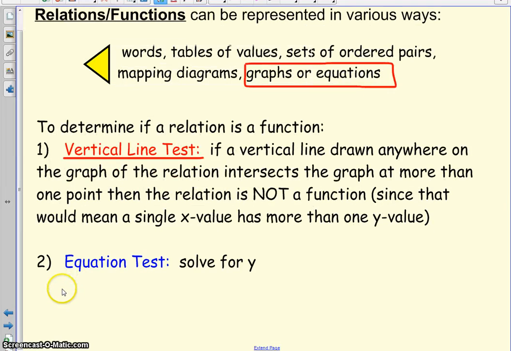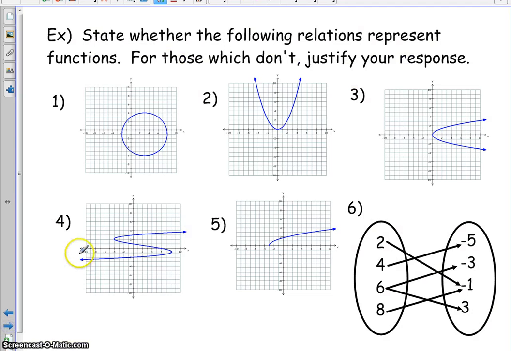Okay, but with that in mind, let's try and take a look at some examples. So right here, there's 6 different relations, and I want you to let me know whether these represent functions or not. Now, the first 5 are graphs. The 6th one is an example of what I call the mapping diagram. That was mentioned very, very briefly in passing on the first slide, so you may not have seen too much of these, and that's okay if you haven't.